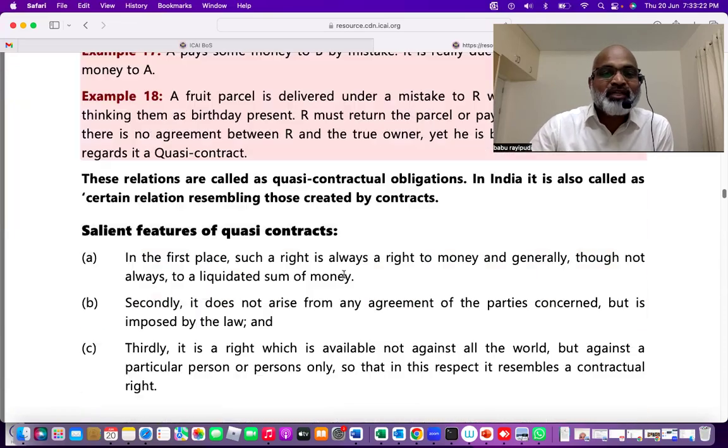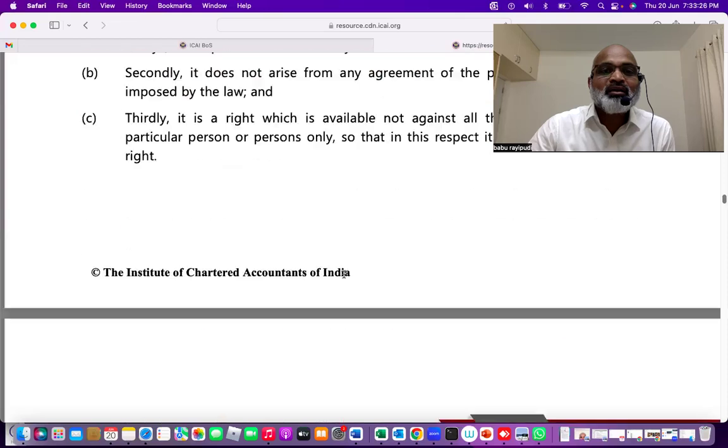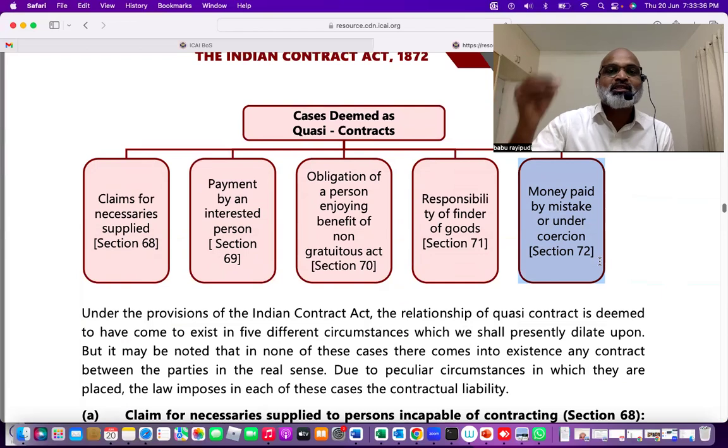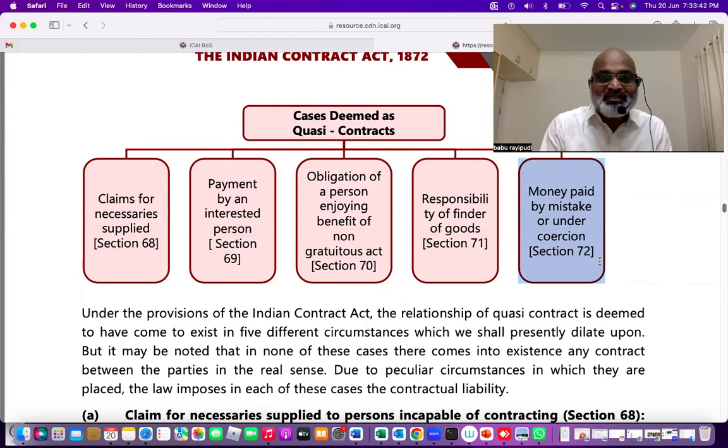For quasi contracts, five examples are there. Please do not forget to remember these sections. Sections are also clearly given. Quasi contracts start from section 68 to 72: 68, 69, 70, 71, 72. First one, necessaries supplied to an incompetent person, called a minor. Next one, payment made by an interested person, payment made to anybody enjoying non-gratuitous services, and finder of lost goods. Last one is if you have delivered something by mistake.